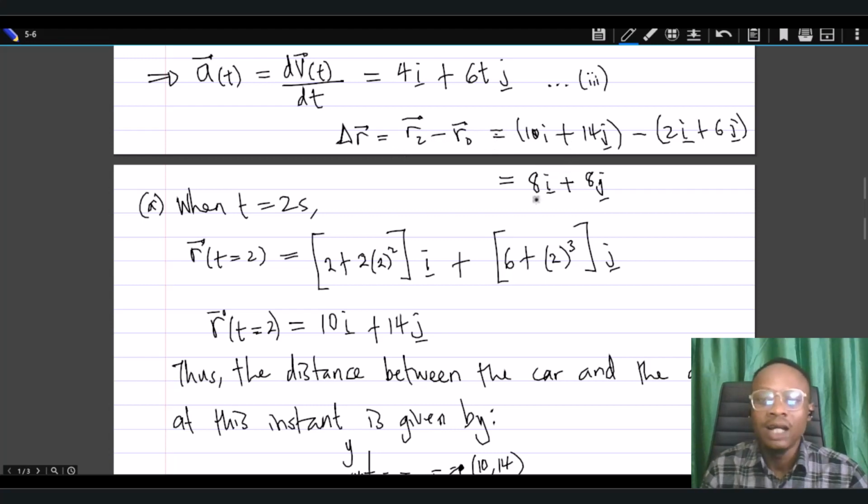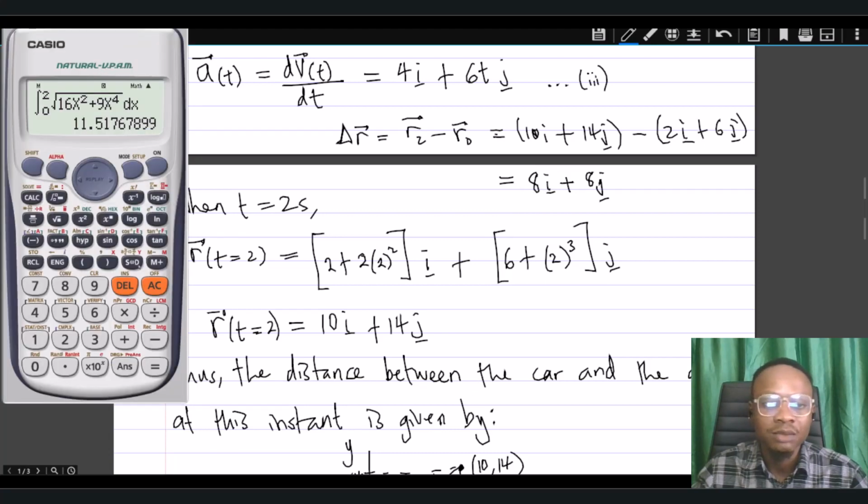And the magnitude of this displacement will be the square root of the square of 8 and the square of 8. If we evaluated that with a calculator, what does that give us? The square root of 8 squared plus 8 squared is 8 root 2, and that gives us 11.31.